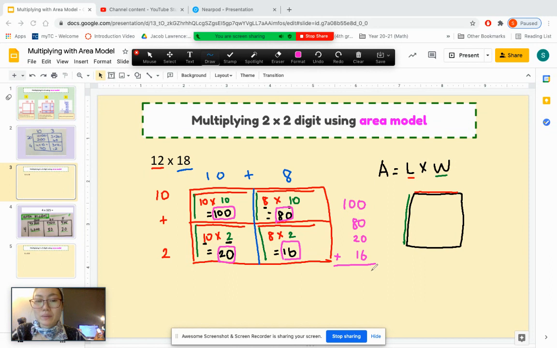We always add from the ones place just in case we need to regroup. 6 plus 0 plus 0, that's 6. 8 plus 2, that's 10. 10 plus 1 is 11. I know 1 stays here, but the 10 I have will be regrouped to the hundreds place. Our answer is 216. You got it.